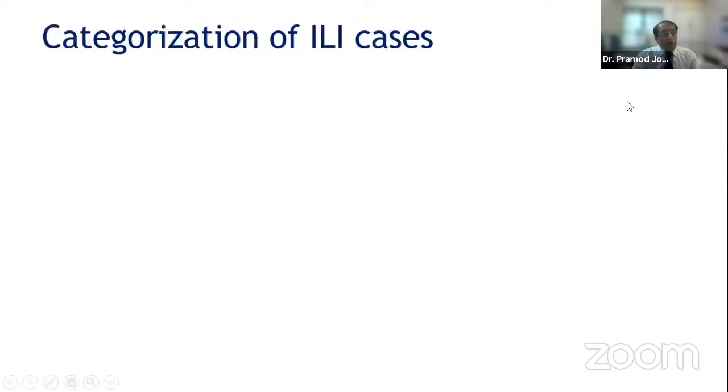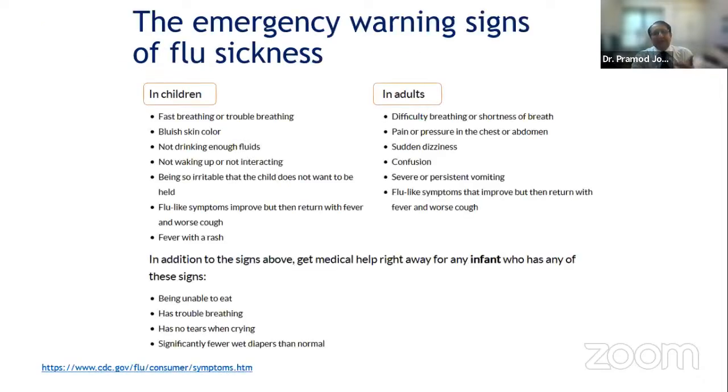Now, just to make our management simple, there has been a categorization of the influenza-like illness cases. However, influenza, the virus itself, the disease itself, is the father of all those influenza-like illnesses. What do you mean by influenza-like illness? It means that the child has fever, cough, and cold, and we really don't know whether it is influenza or something else.